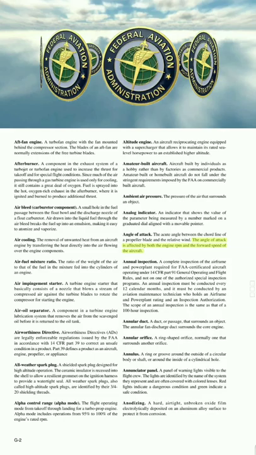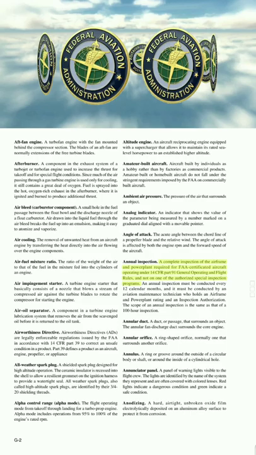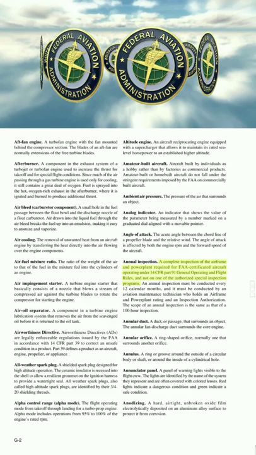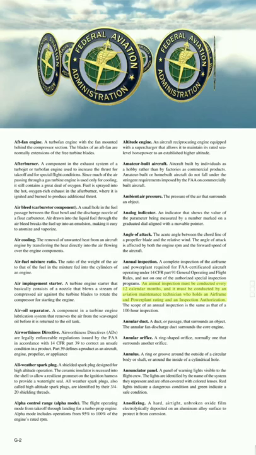Annual inspection. A complete inspection of the airframe and powerplant required for FAA certificated aircraft operating under 14 CFR Part 91, General Operating and Flight Rules, and not on one of the authorized special inspection programs. An annual inspection must be conducted every 12 calendar months, and it must be conducted by an aviation maintenance technician who holds an airframe and powerplant rating and an inspection authorization. The scope of an annual inspection is the same as that of a 100-hour inspection.